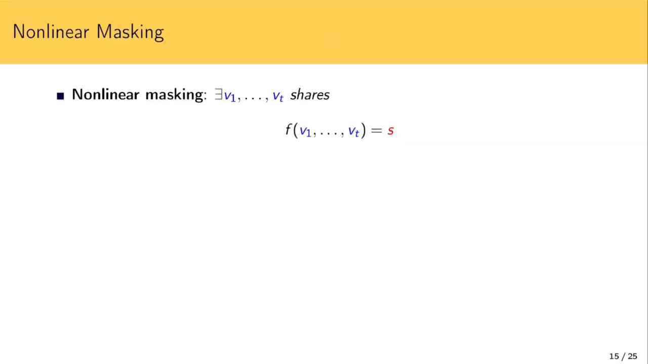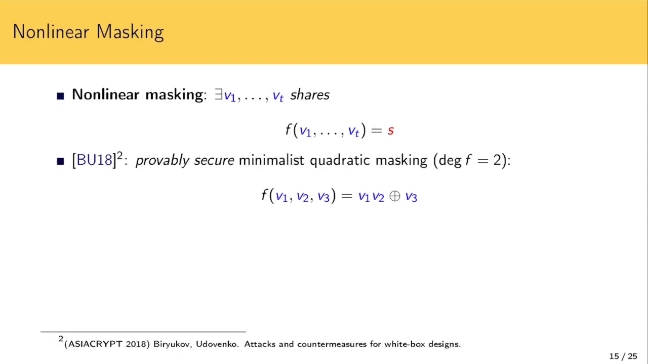One natural countermeasure achieving algebraic security is nonlinear masking, where a sensitive value s can be decoded from shares by a nonlinear function f. At Eurocrypt 2018, we proposed a provably secure minimalist quadratic masking scheme. That is, the degree of f is 2, and it has the minimal possible secure quadratic expression.